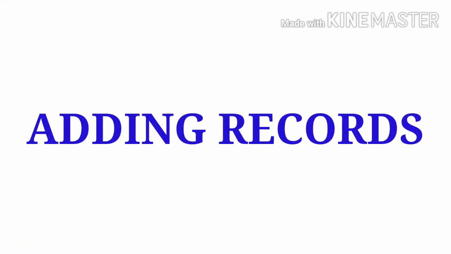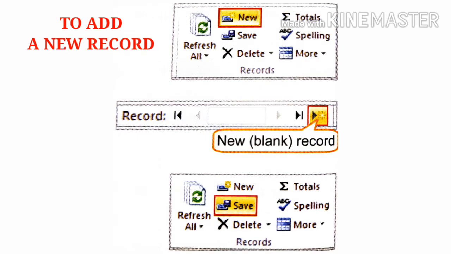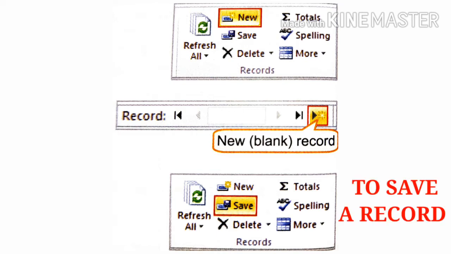Next, adding records. To add a new record, select the new command on the home tab in the records group. To save a record, select the home tab and locate the records group. Click on the save command.